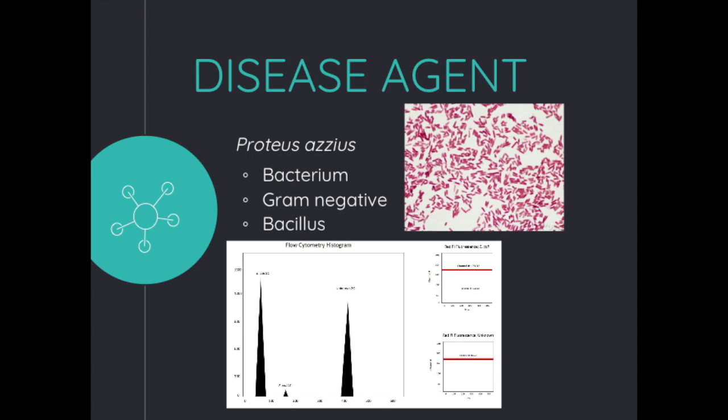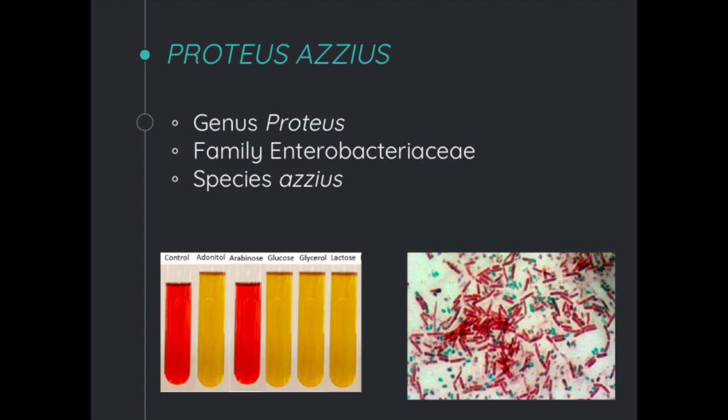Proteus azzius is a bacillus-shaped gram-negative bacterium. Proteus azzius has a genome size of 4.49 megabases, which allowed us to identify it as a bacterium. The genus Proteus is in the family Enterobacteria. These bacterium are characterized by their production of acetyl-methyl-carbinol during glucose metabolism, and their ability to reduce sulfur compounds to sulfides.